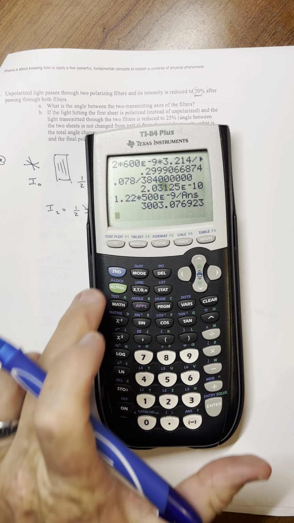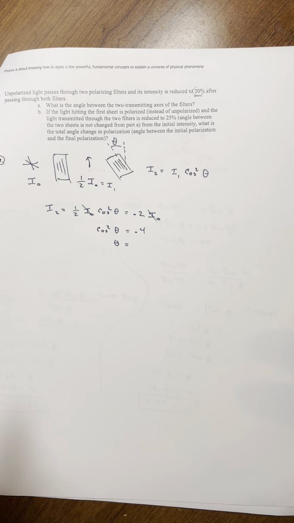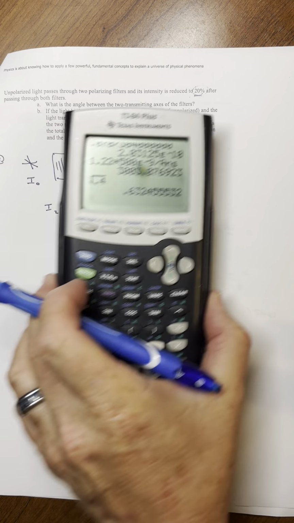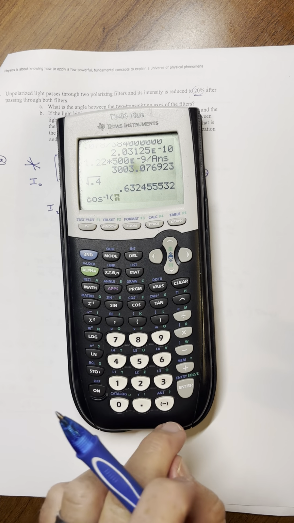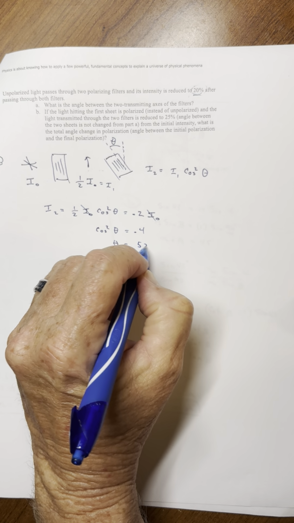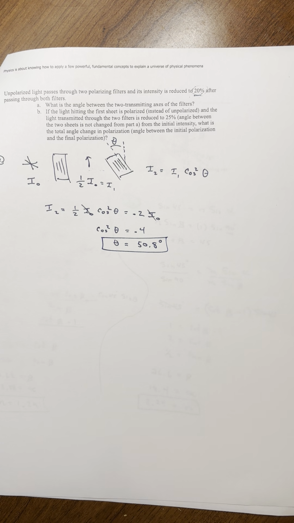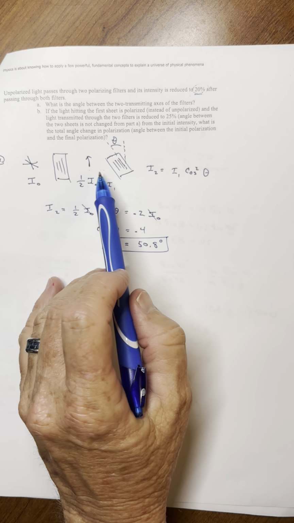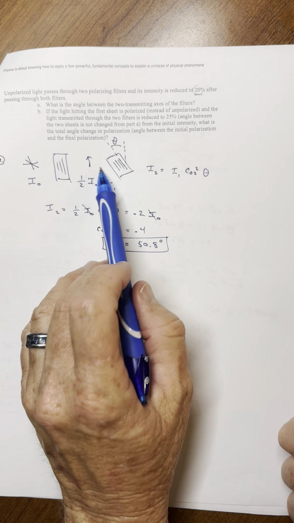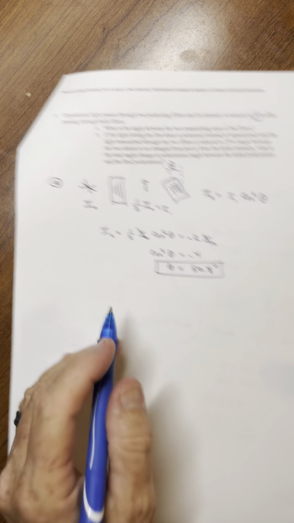So let me first take the square root of the 0.4. And so that's cosine of theta. Let me go then inverse of the angle. And we're looking at about 50.8 degrees between the 2 transmitting angles. And I'll say it again, also the angle between the transmitting and the direction of polarization after it gets polarized, because at first there is no direction, it's unpolarized.